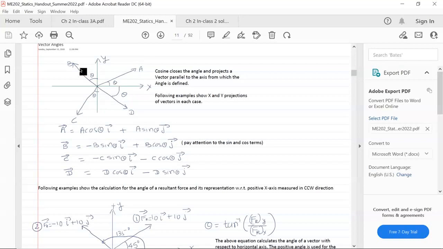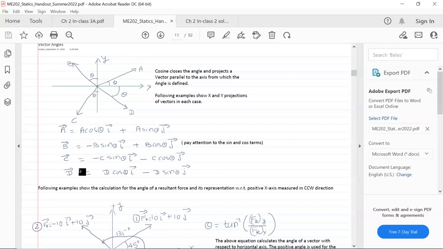While here, the angle is between B and y axis. So if you write B cosine theta, it will close the angle between B and y and project the vector along the y axis. So go through this handout, pay attention to the sine and cosine terms. A can be written as A cosine theta multiplied by unit vector i, that is for the direction, indicating that this is x component and this is y component. Same for B, C, and D.